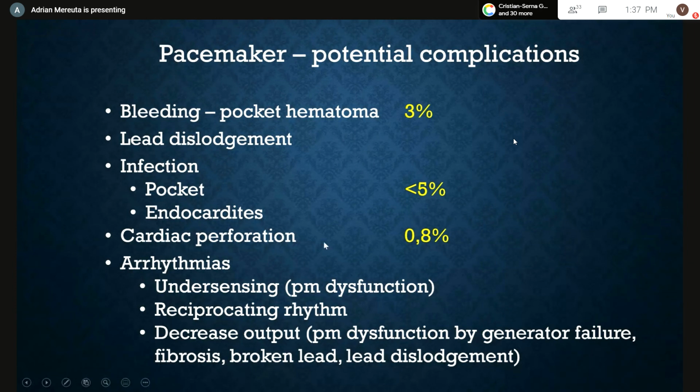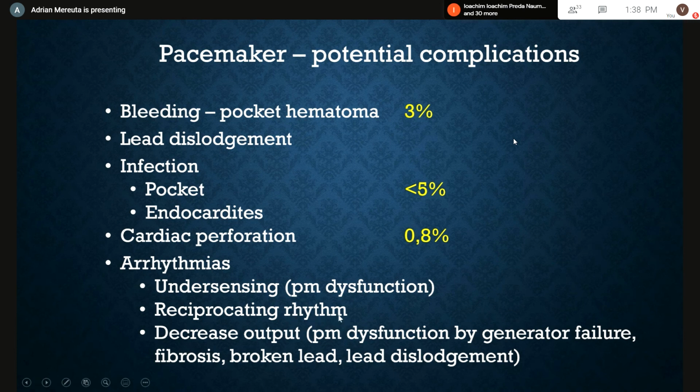Cardiac perforation happens in some cases, usually in right ventricular infarction, where you put a lead there and it can go through the ventricular wall, but it's not frequent. And arrhythmias, you see here some kinds of arrhythmias. One is because of dysfunction, because the pacemaker will not sense the normal activity, or sometimes it's a reciprocating rhythm.